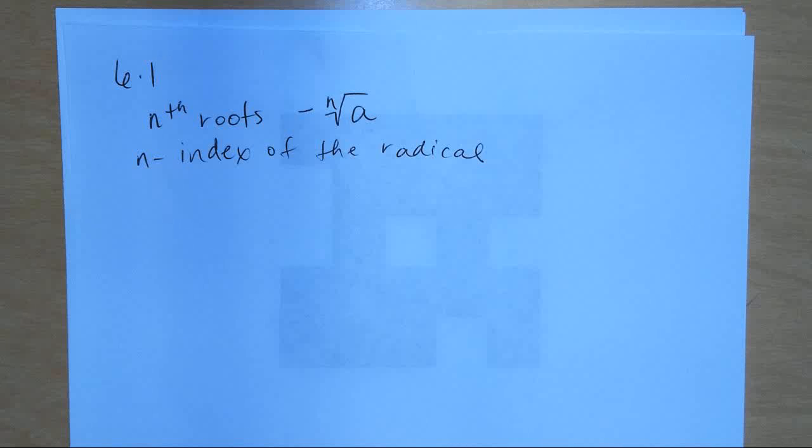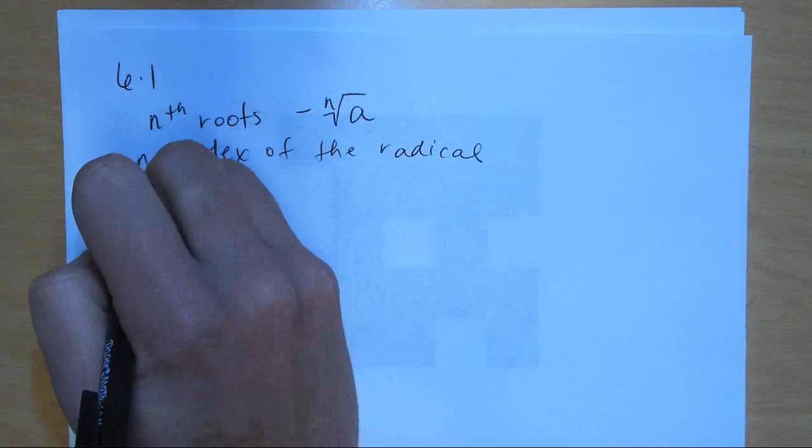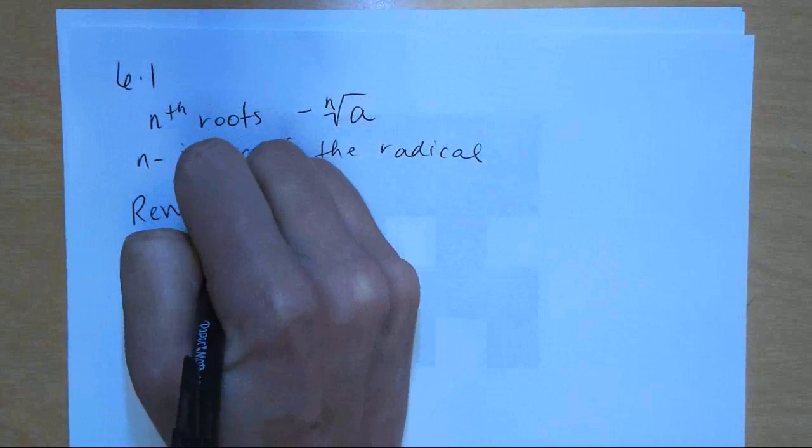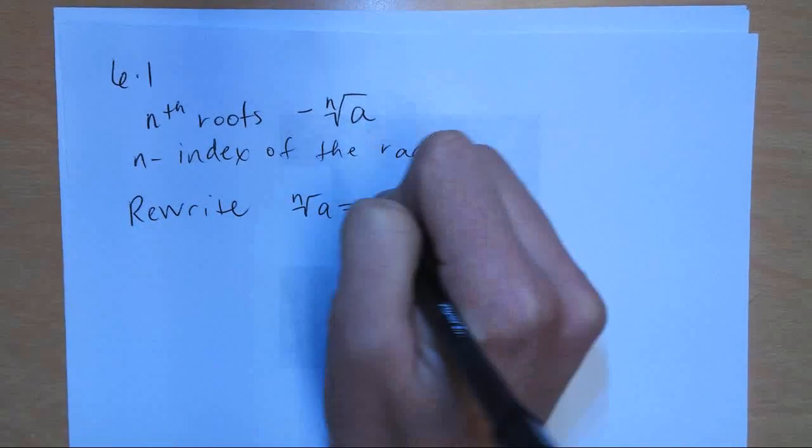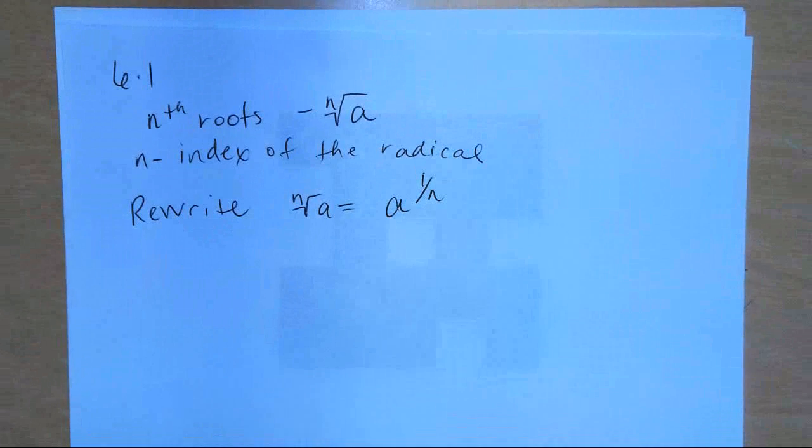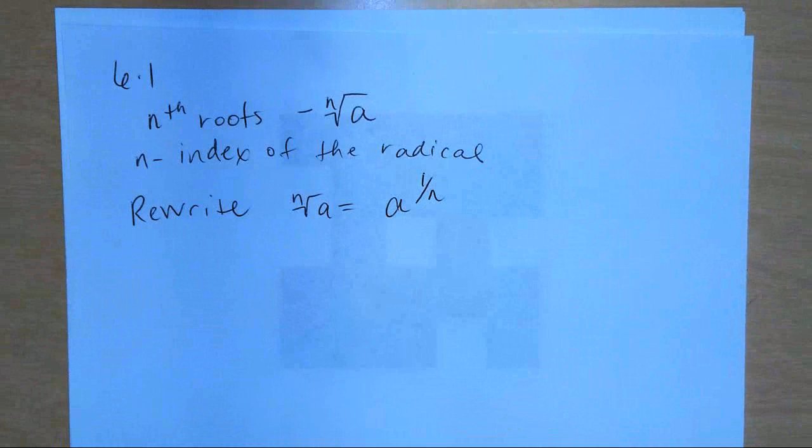Okay, here we go. N is the index of the radical. We can rewrite the nth root of A as A to the 1 over N. And can anyone tell me why we might want to do that?